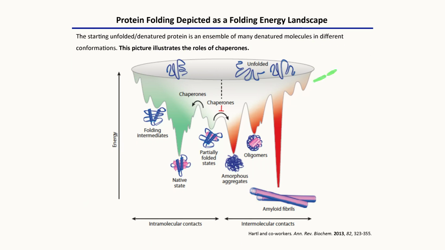So up here at high energy, we have unfolded or partially folded species. And what we see here is that these chaperones are helping to allow these partially folded states to reach a native state by helping get over these barriers. And the chaperones do not want to have the proteins going in this direction here to species that are potentially deleterious and result from intermolecular contact, so oligomers, fibrils, and aggregates here.